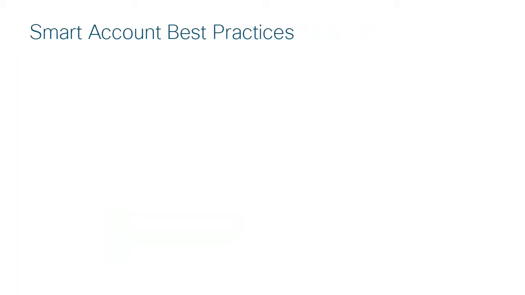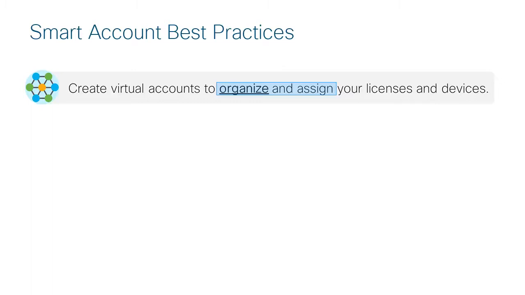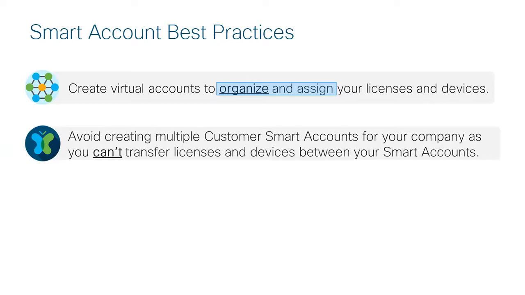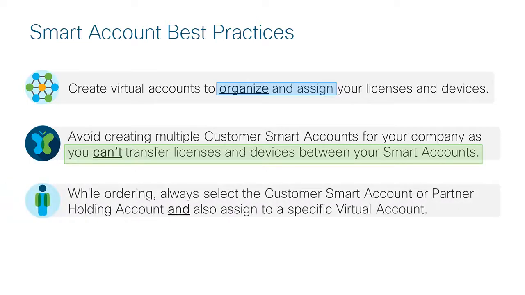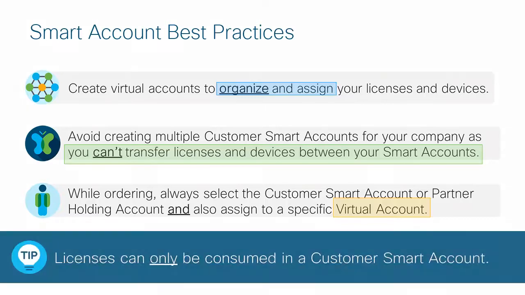When organizing your Smart Account, we recommend the following best practices. First, create virtual accounts to easily organize and assign your licenses and devices. Some of the more common virtual account structures include by location, technology group, business department, or reporting structure. Remember that if you do not assign licenses to a virtual account, they will be assigned to the default virtual account. Next, avoid creating multiple customer Smart Accounts for your company, as you cannot transfer licenses and devices between your Smart Accounts. And finally, while ordering, always select the customer Smart Account or partner holding account and the virtual account. Partners and distributors should only assign to a partner holding account when the customer Smart Account is not known. This is because licenses can only be consumed in a customer Smart Account.